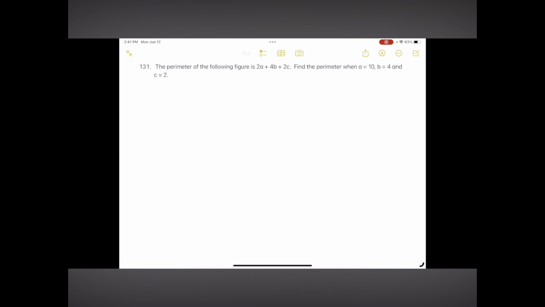Problem 131. The perimeter of the following figure is 2a plus 4b plus 2c. Find the perimeter when a equals 10, b equals 4, and c equals 2. So we draw out the figure. Try to copy it down as well as you can. It helps if you use a straight edge, but in this case, I'll just freehand it the best I can. But I label all my sides the way it was labeled in the book. And we can see that the perimeter is the total of all the sides added together. And we can see why there's 2 A's, there are 4 B's, and there are 2 C's.